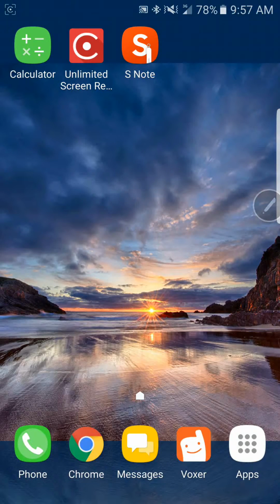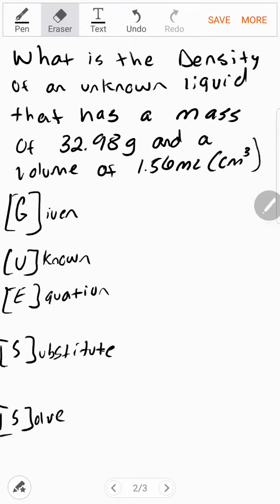Hello, today we are going to practice the GUESS method. The GUESS method is a system in which we solve everyday math problems, a systematic process that's repeatable and can be used for anything.